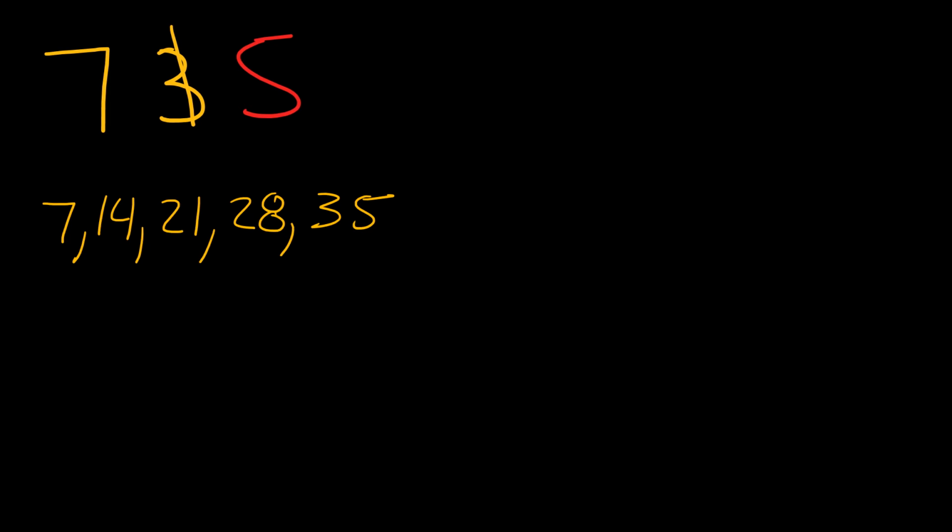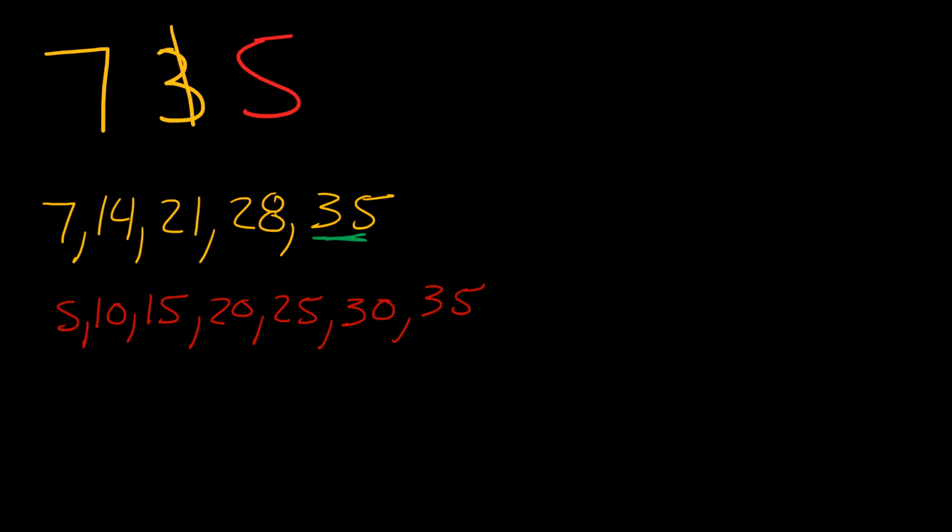Now we list our multiples of 5. We have 5, 10, 15, 20, 25, 30, and 35. Now, we look at the list of our multiples of 7, and then we look at the list of our multiples of 5. And we can see that the lowest one they have in common is going to be 35.